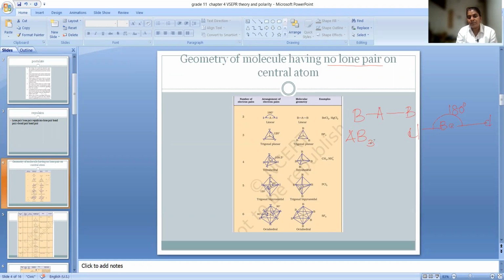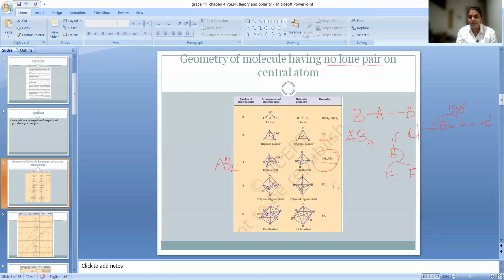In the case of AB3 type, the central atom has three bond pairs and no lone pairs. In such a case, the atoms will stay at maximum distance and the shape will be trigonal planar. BF3 is an example, and its bond angle is 120 degrees. If it is an AB4 type molecule, with four bond pairs only, we get a tetrahedral shape with a bond angle of 109.5 degrees. CH4 and NH4+ are important examples of AB4 type molecules.